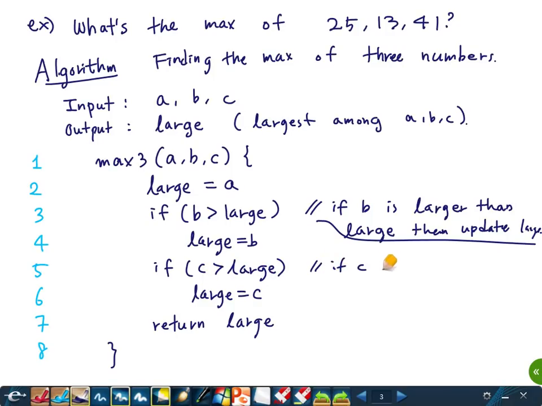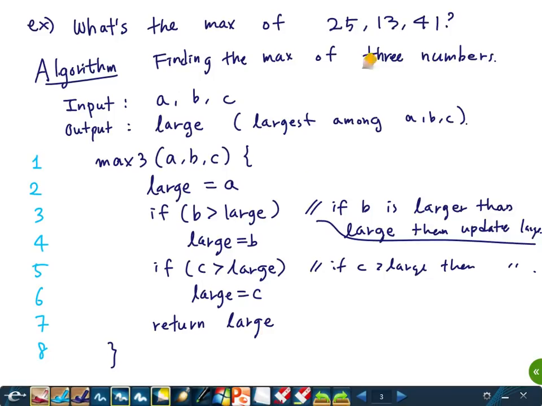Similarly, if C is larger, then update large, like this. And then we have checked every number, A, B, and C, and large will contain really the largest number among A, B, and C after this. And the return large, this means the output will be this. Return something, that means the output will be that thing written after return. That's it, basically. That's what this algorithm is doing.